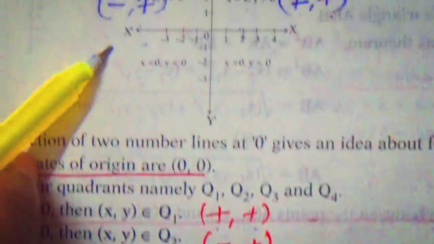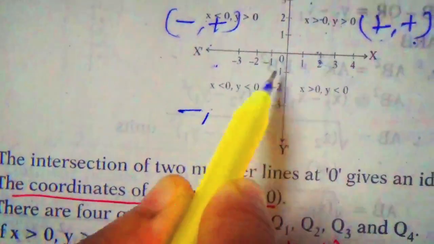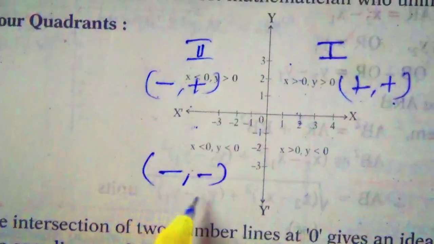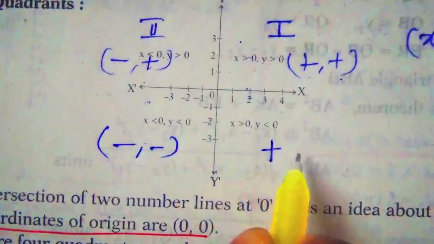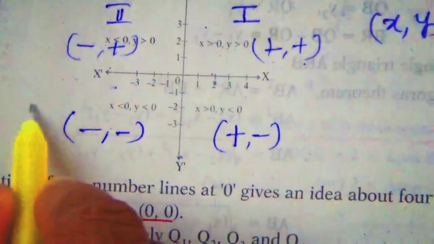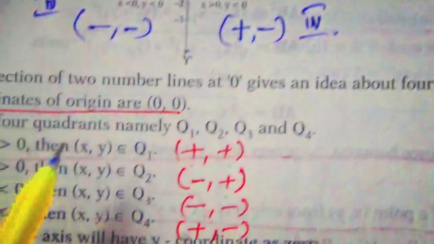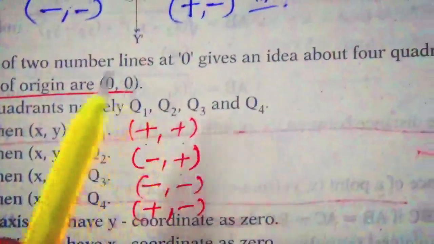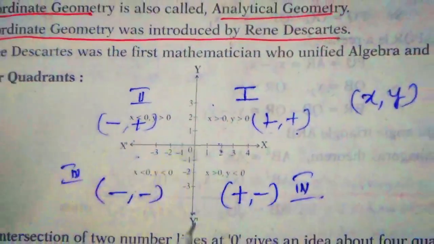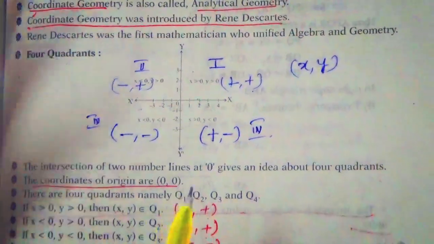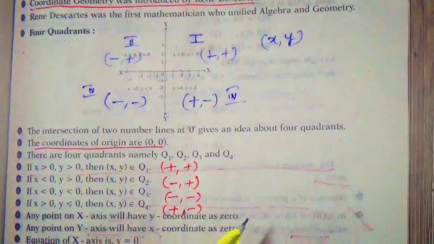In the third quadrant, look here. What is the x coordinate, negative or positive? Negative. And the y coordinate is also negative. Here the x coordinate is positive and the y coordinate is negative. Here is the third quadrant, and here is the fourth quadrant. Hence, we are dividing the plane into 4: the first quadrant, second quadrant, third quadrant, and the fourth quadrant, just like this.